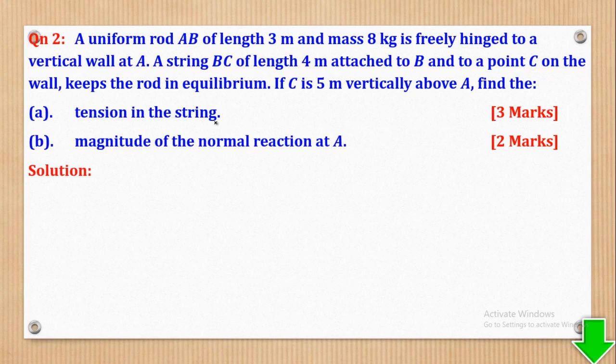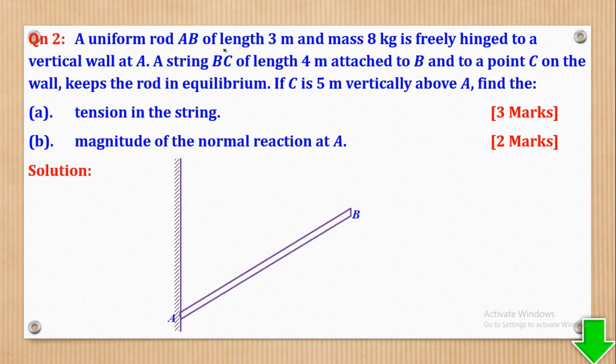So such questions are easily done by drawing a force diagram. So the first thing is to interpret the question in the form of a diagram. So we have a vertical wall. This is our vertical wall. Now next is to show the uniform rod. So uniform rod AB, that is our uniform rod AB.